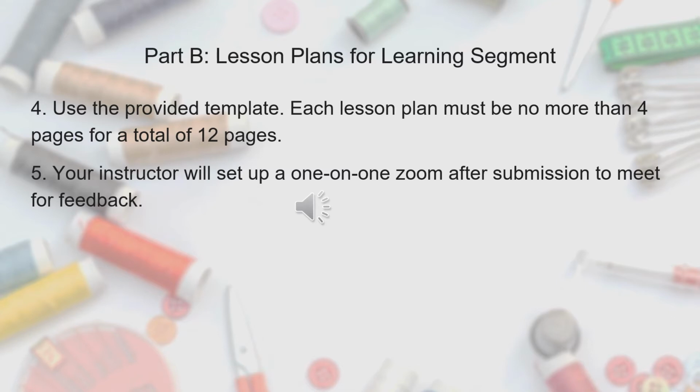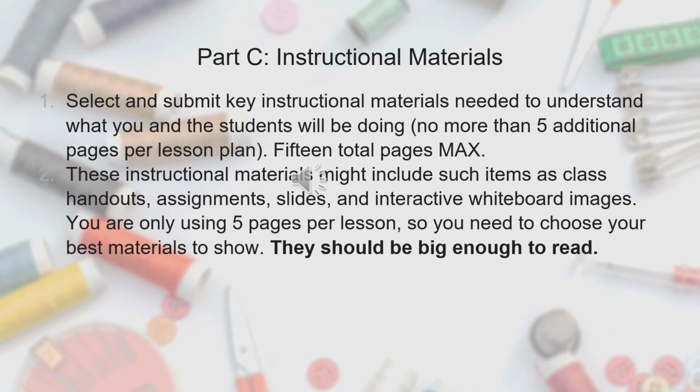And then step 5 is that you're going to receive one-on-one feedback from your instructor through Zoom. So be ready to arrange a Zoom meeting with your instructor to get feedback on your lessons after you've submitted them. For Part C, instructional materials, this is where you're going to select and submit key instructional materials, meaning the best of your instructional materials. You're not going to submit everything that you use during the lesson, just the best of what shows what you and your students will be doing.